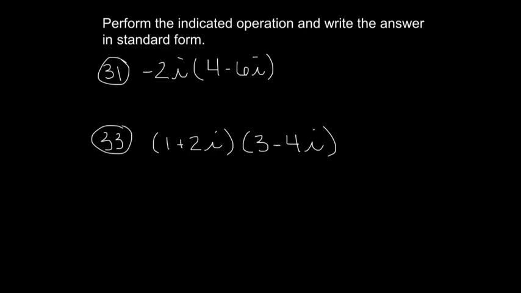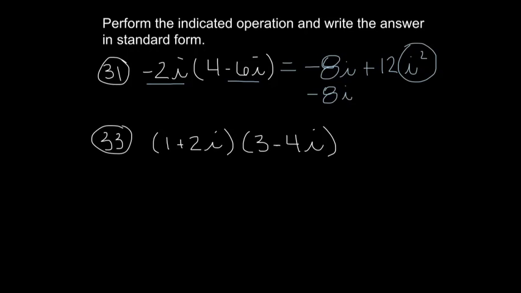We have multiplication again. This time we're going to distribute. We'll distribute the negative 2i to the 4, and the negative 2i to the minus 6i. We have to be careful about those signs again. Negative 2i times 4 is negative 8i, and negative 2i times negative 6i is positive 12i squared. Again, this i squared is negative 1, so this is actually negative 8i plus 12 times negative 1.